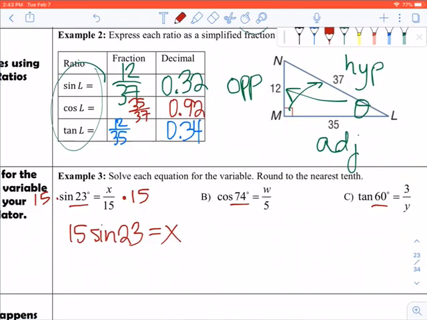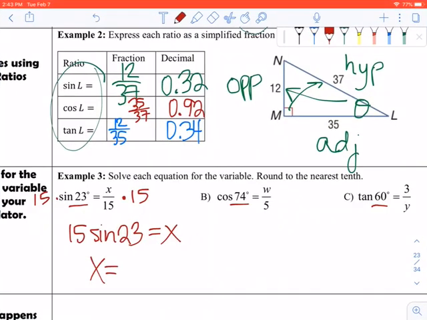Okay, so going back here, I got x is 5.9. Sine, cosine, tangent, those get plugged in your calculator to get the number. In B, I'm going to multiply both sides by 5, so that I get W equals 5 cosine 74.